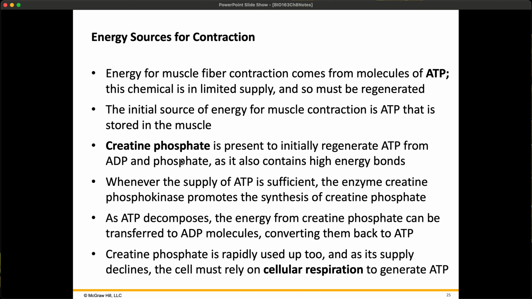Essentially, this only happens when the ATP supply is high. Once you have a high supply of ATP, creatine phosphokinase synthesizes a lot of creatine phosphate. Because if you have a high amount of ATP, you're probably not doing any rigorous activity, so it's a good time to go ahead and beef up your other energy stores.